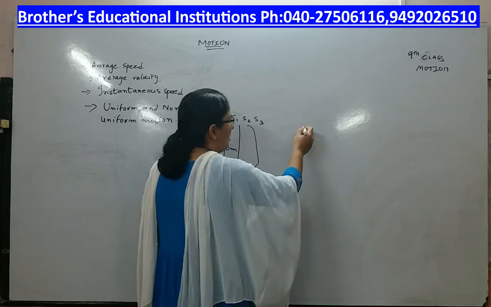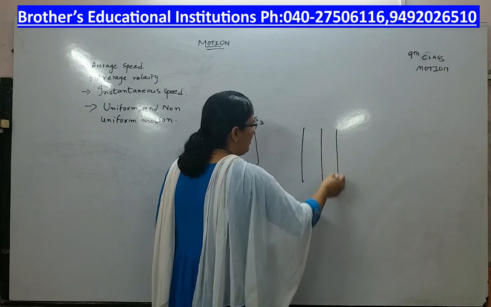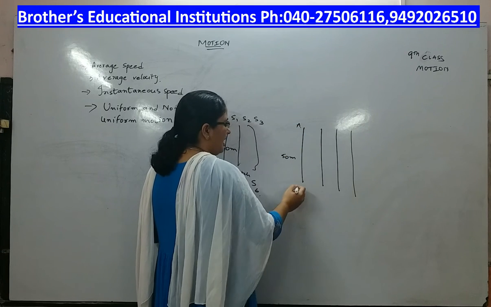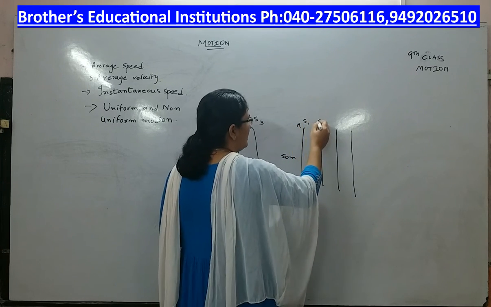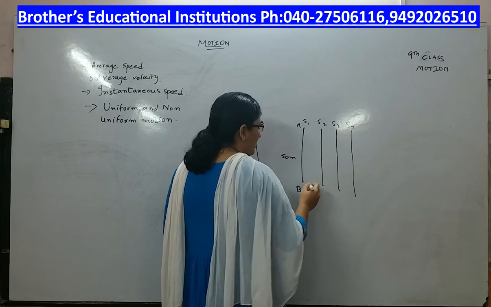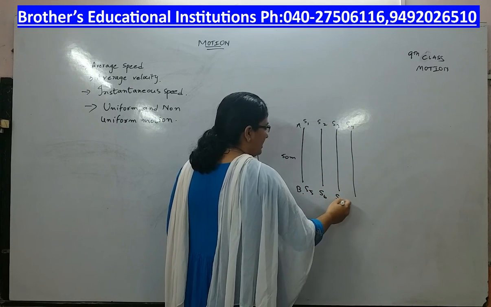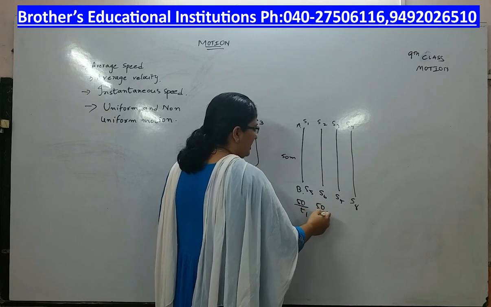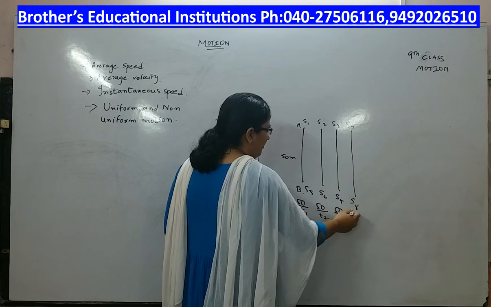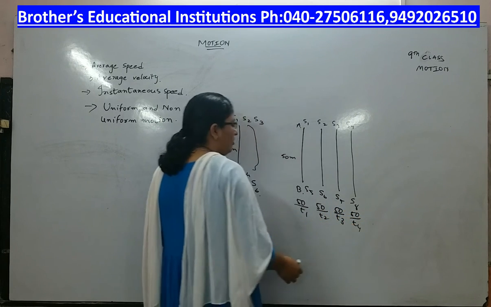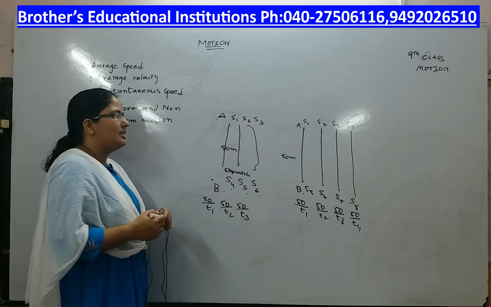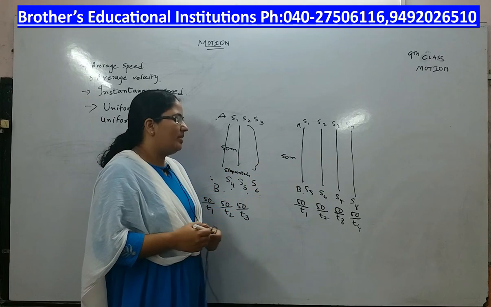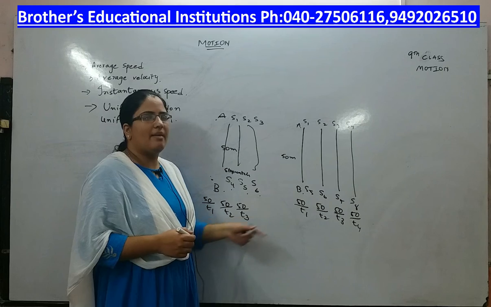Now do the same activity, but this time they have to move in parallel lines which are 50 meters apart, A and B. Let us say you are choosing students S1, S2, S3, S4, S5, S6, S7, S8. Now this time also you calculate 50 by T1, 50 by T2, 50 by T3, 50 by T4, where T1, T2, T3, T4 are the times taken by the students S1, S2, S3, S4 to cover a distance of 50 meters in a straight line. Now whoever takes less time has the maximum average velocity.